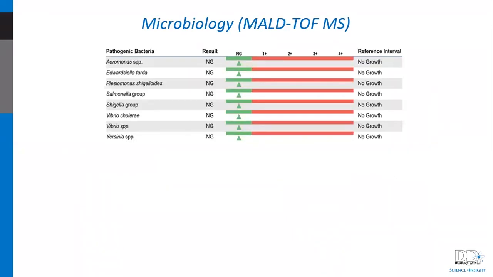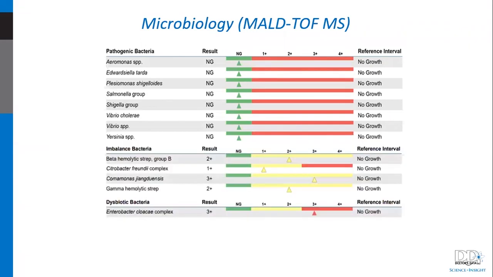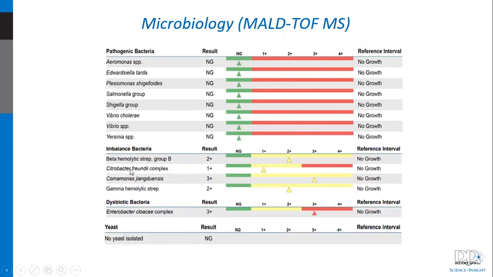So for microbiology, we report for every patient the classic 8 truly pathogenic bacteria. But the beauty of culture is that we can also go beyond and look at the imbalanced bacteria and dysbiotic bacteria for which there are no highly standardized PCR probes. So a real advantage of adding culture. And then, of course, we look at yeast by culture. In this case, no yeast were cultivated.